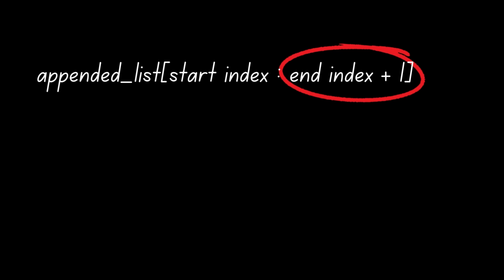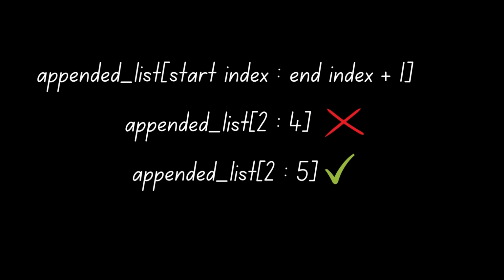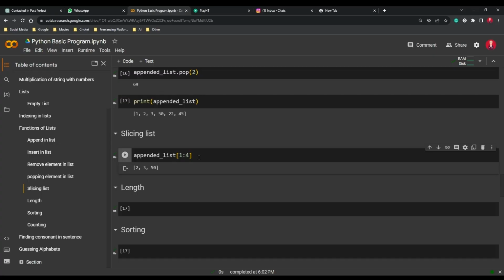In list slicing, we have to give the index of the last value with an increment of 1. In our case, instead of 4 as our last index value, we have to give 5. Let's give 5 over here and see the result. You see, now we're getting our complete range of values.